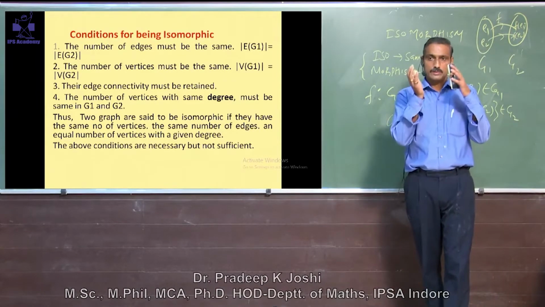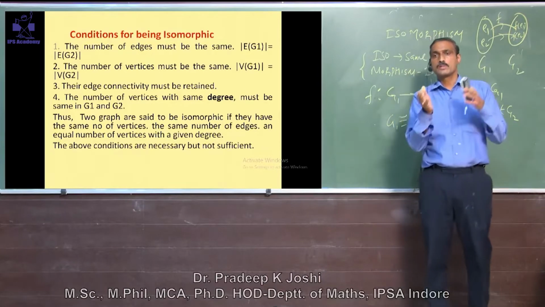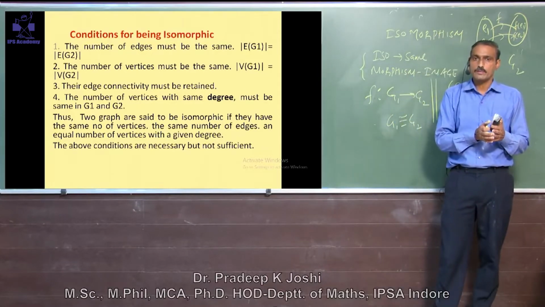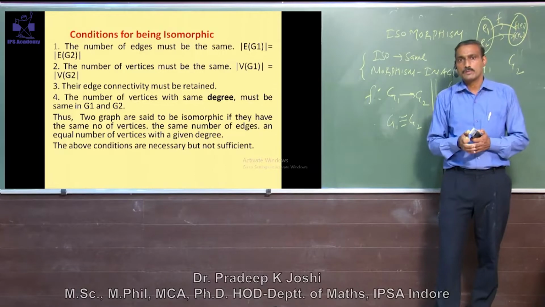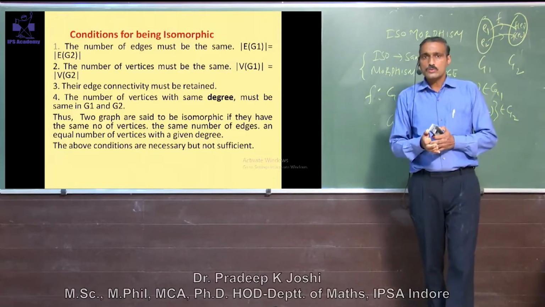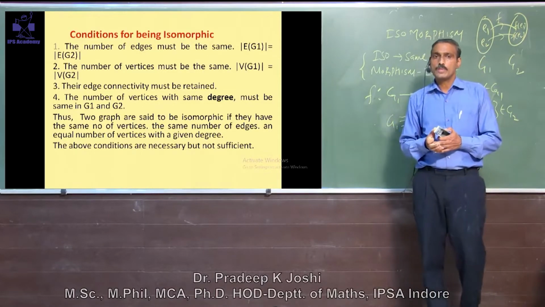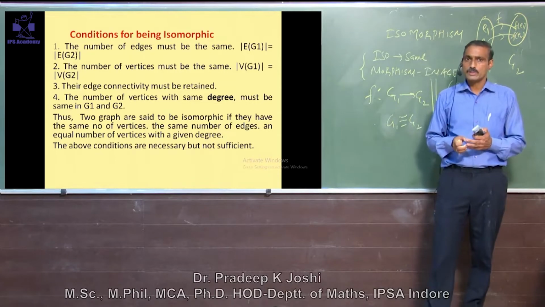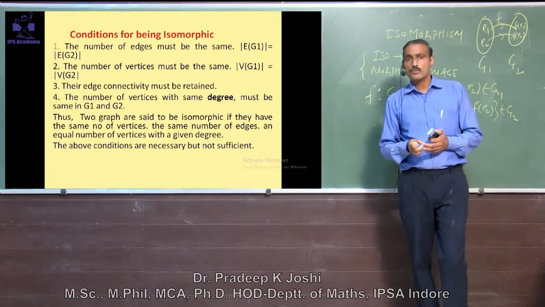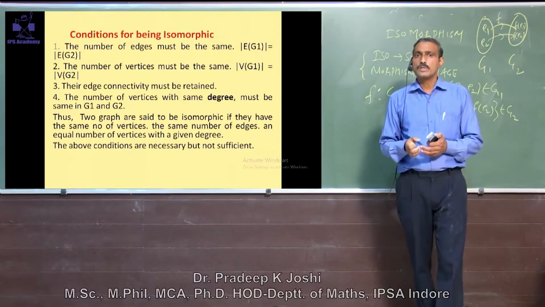That means whatever vertices have a given degree in G1 should have the same degree in G2. Thus two graphs are said to be isomorphic if they have the same number of vertices, the same number of edges, and an equal number of vertices with a given degree.